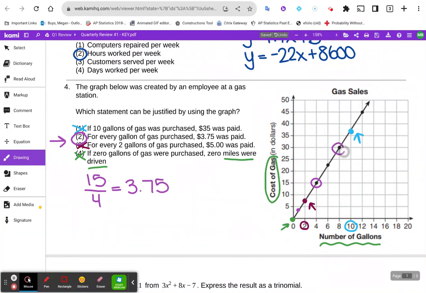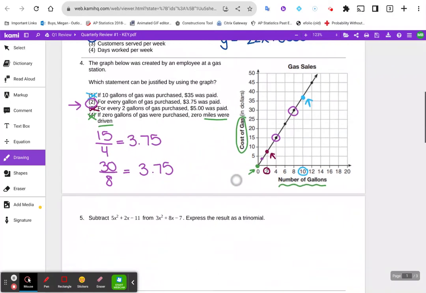I can do it again just to follow up. At this point here, I'm looking at 30 as the y, and in this case, 8 as the x. Same thing. If I look at any nice point and divide those, I'm going to end up with this rate of change each time. So that's how we know each gallon of gas was costing $3.75.